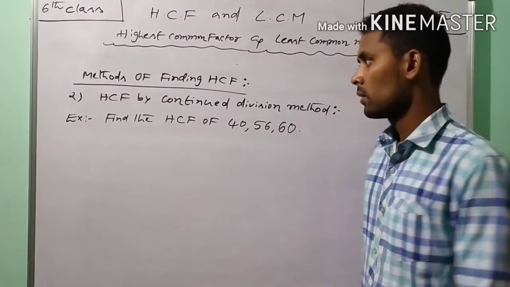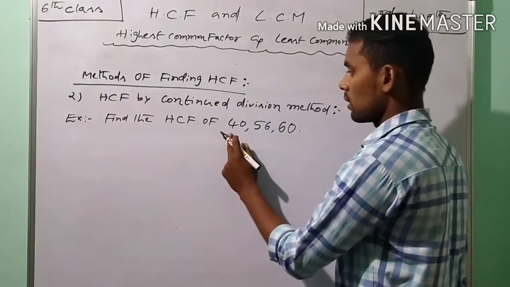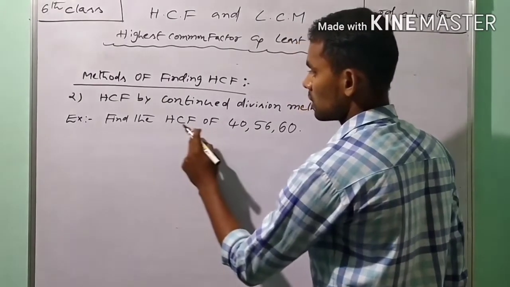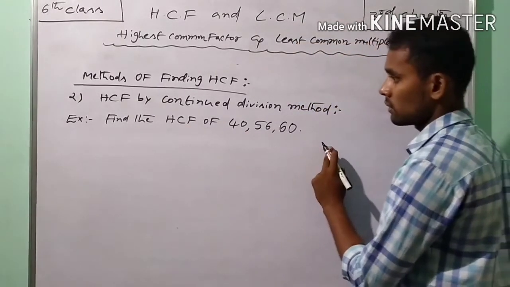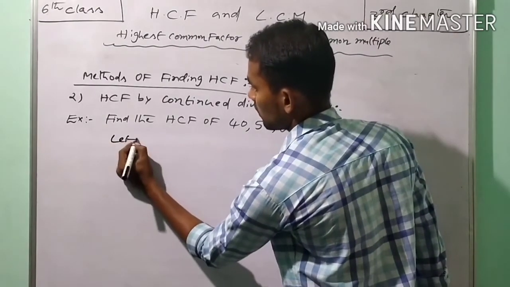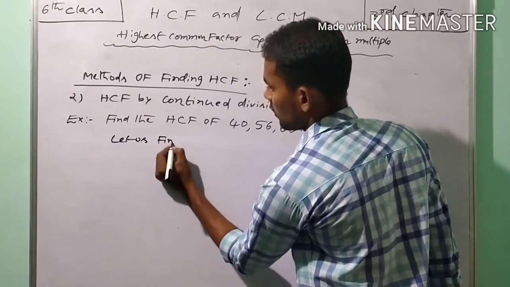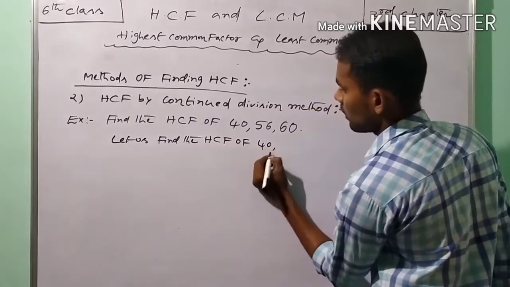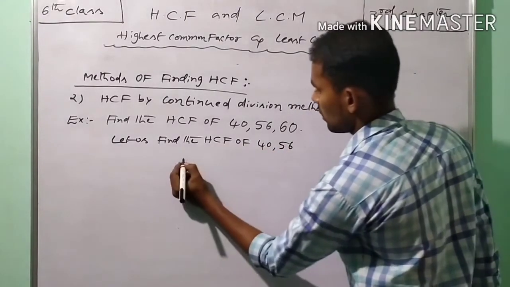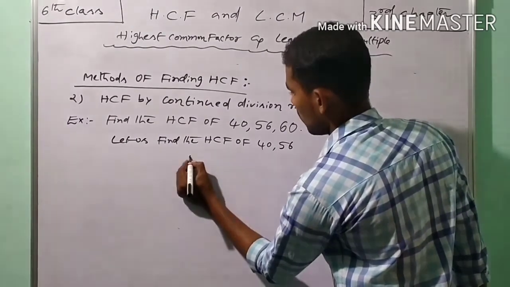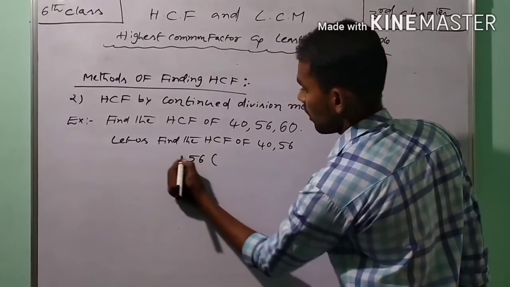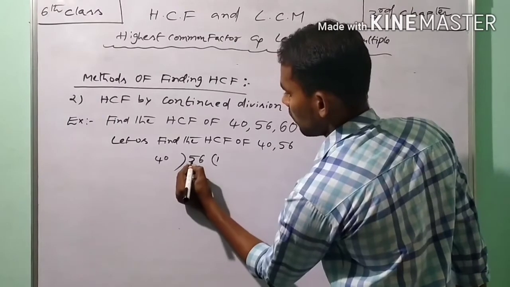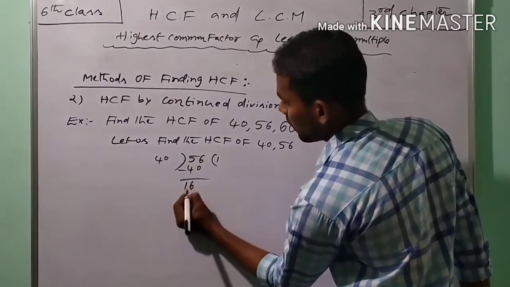Next example, find the HCF of 40, 56, 60. First, find the HCF of any two numbers. Let us find the HCF of 40 and 56. Divide the larger number by the smaller number. 40 once is 40. 56 minus 40 equals 16.